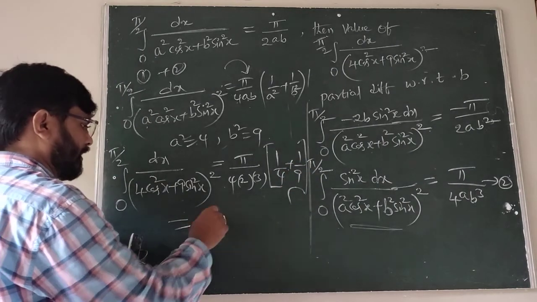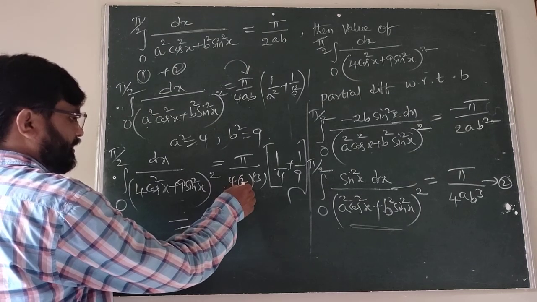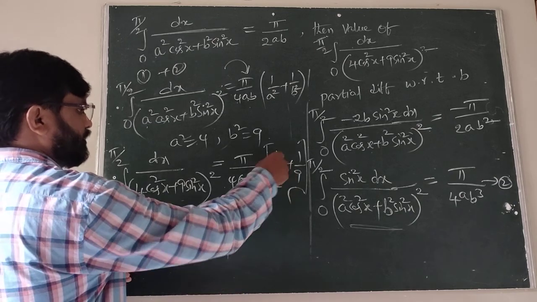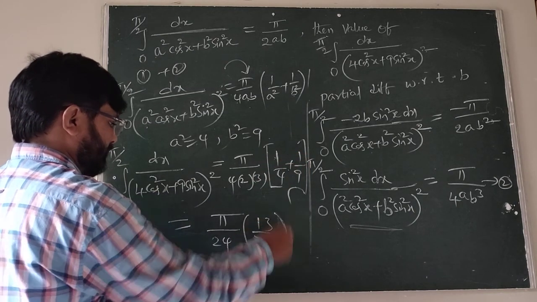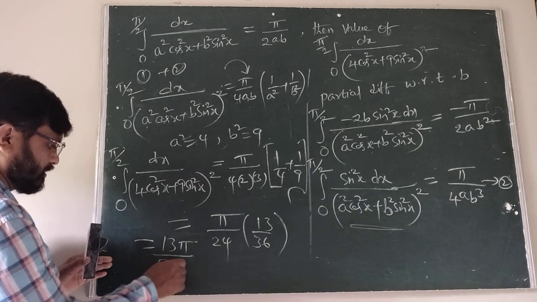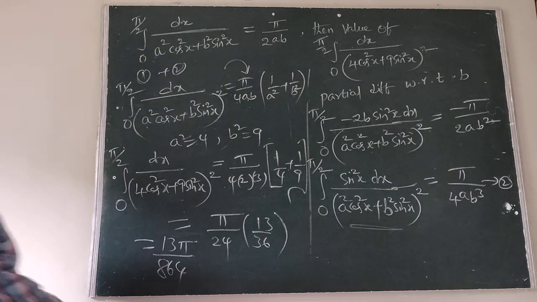Now this is pi by 4 twos are 8, 4 twos are 8, 8 threes are 24. This is 9 plus 4, which is 13 by 36. Then it will be 13 pi by 864. 13 pi by 864 is the answer.